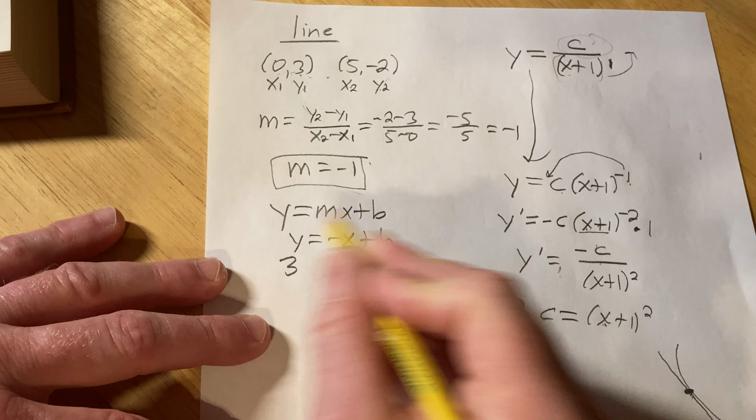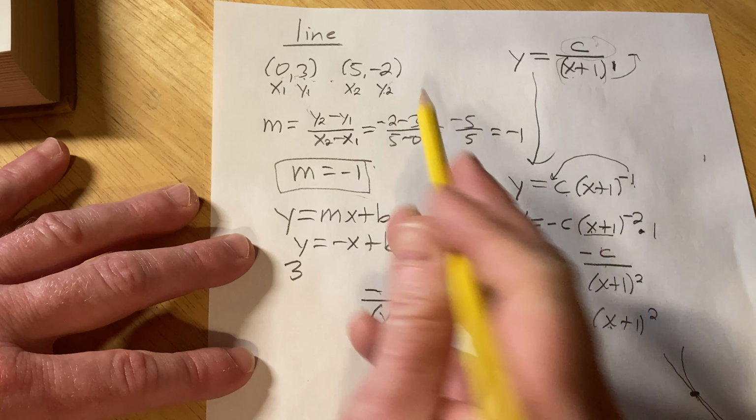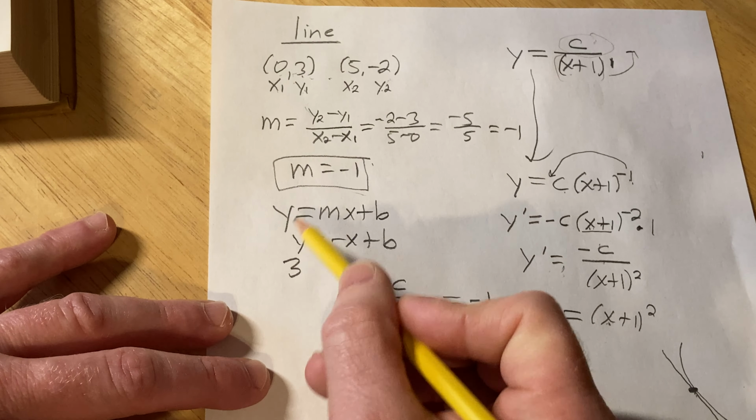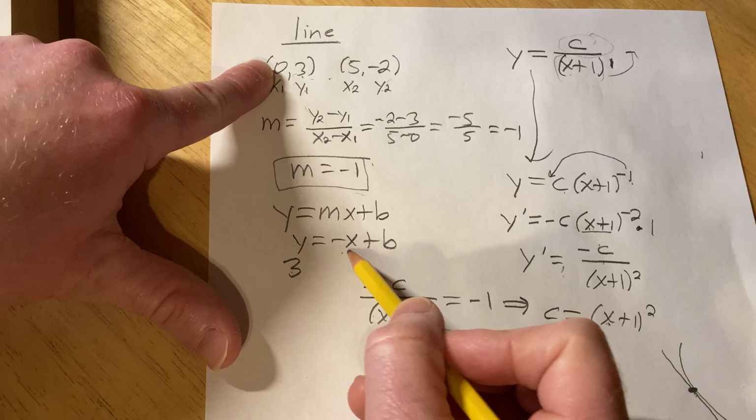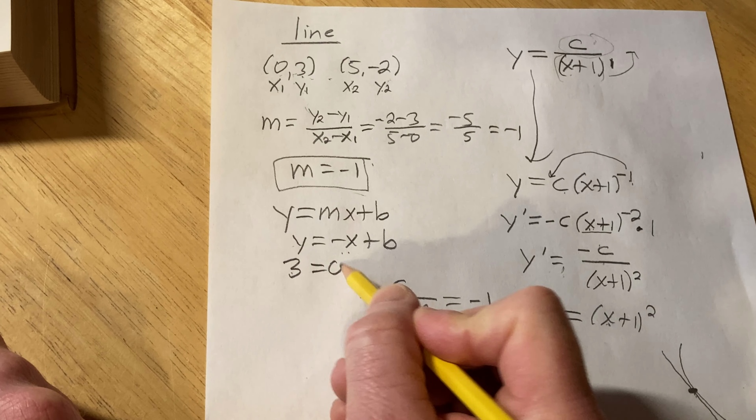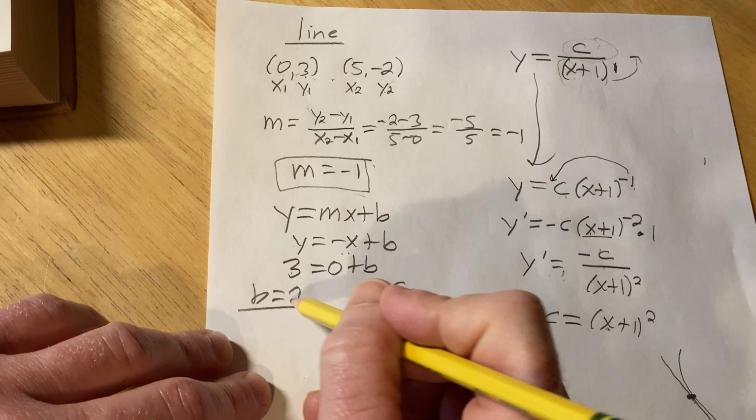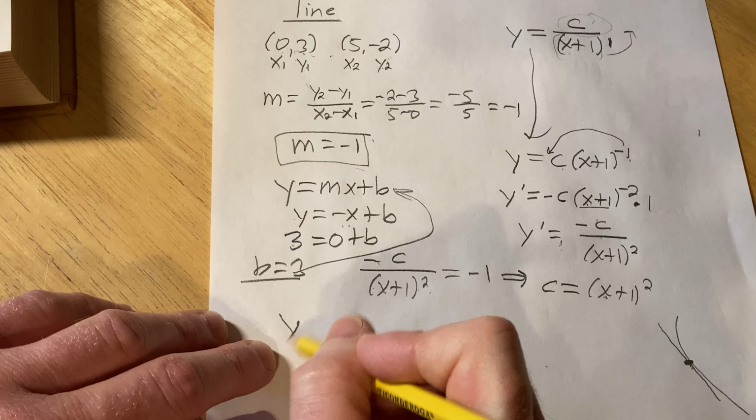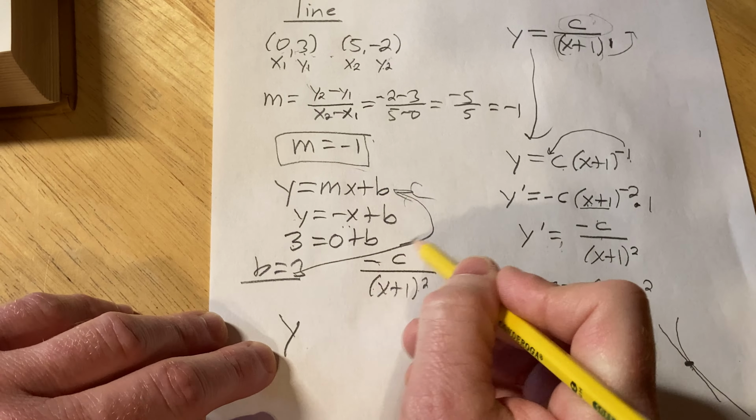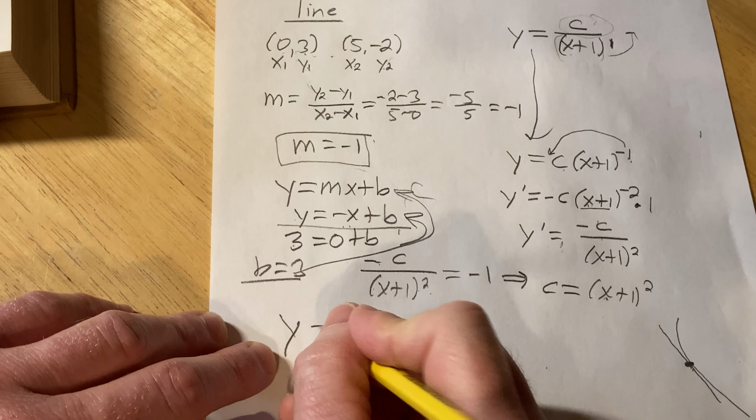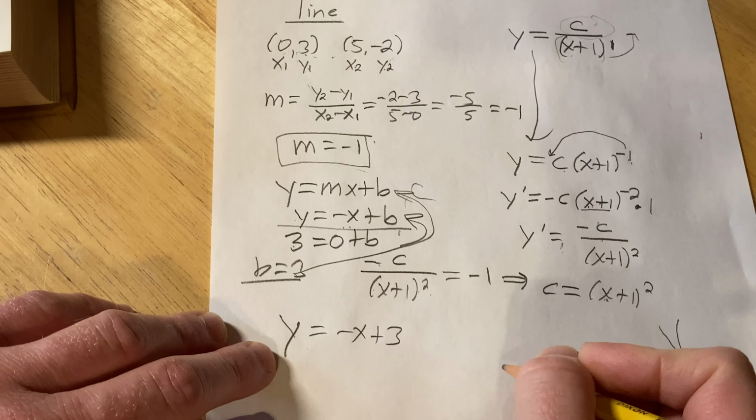And you can use either one. You should check. If you use this one, you'll get the same answer for b. So y is 3, and then x is 0. So negative 0 is just 0 plus b. So b is 3. So let's take this value of b and plug it back in here. This is negative x plus 3, there we go, good stuff.